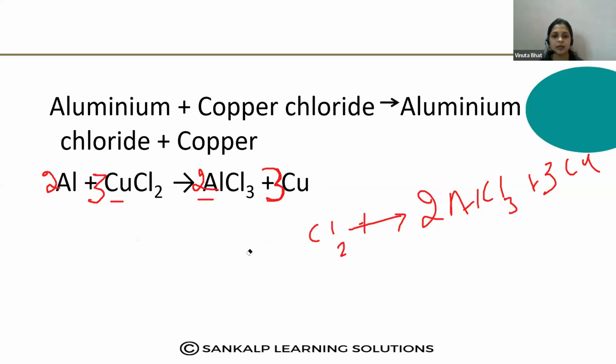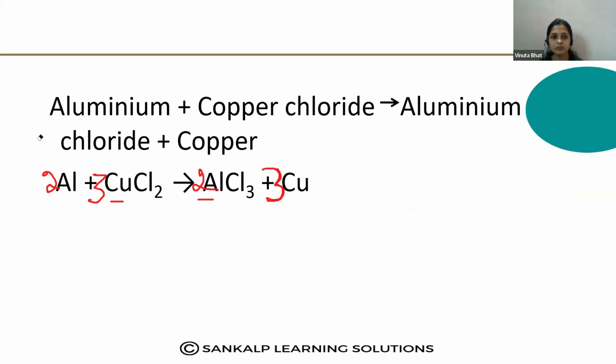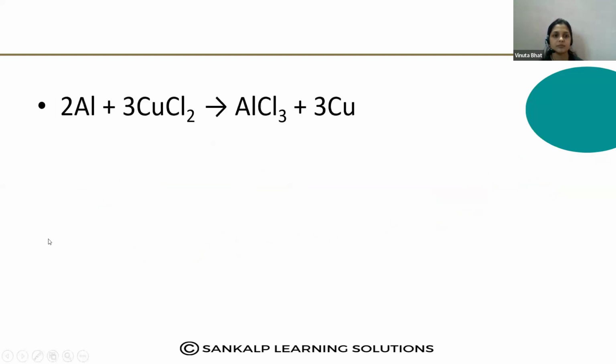Check once again whether it is balanced or not. Aluminium is balanced, copper is balanced, and chlorine is also balanced. Yes, 2Al, 3CuCl2, 2AlCl3 plus 3Cu.